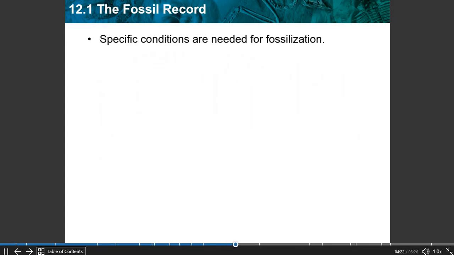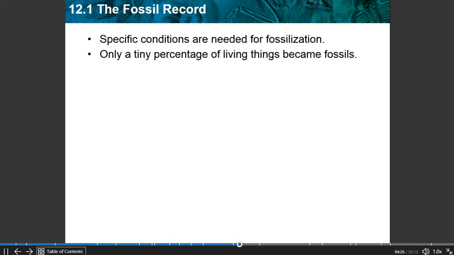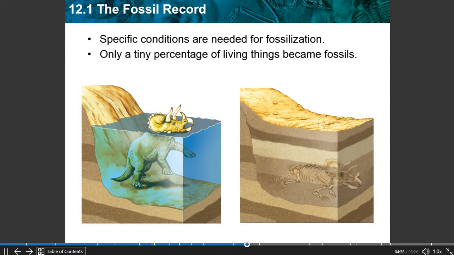The specific conditions needed for fossilization: only a tiny percentage of living things are going to become fossils, because you just need the right conditions for it to occur. A lot of times it's only going to be hard tissue that is preserved.